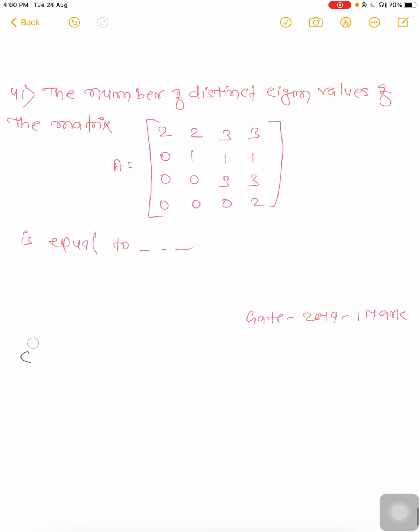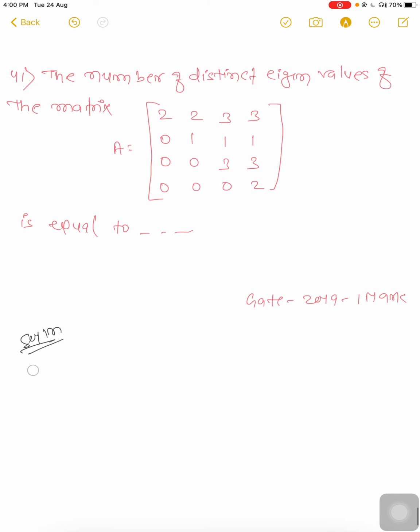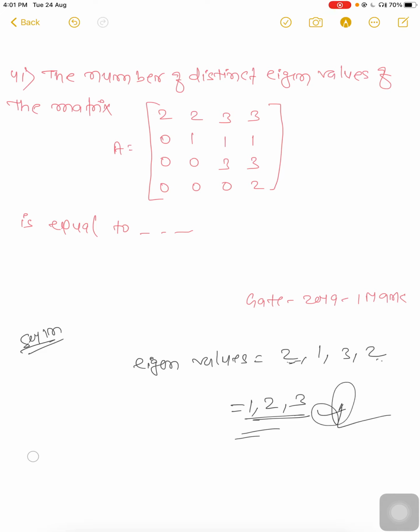Now comes the next question. The number of distinct eigenvalues of the matrix. In eigenvalue properties, we know that for a lower triangular or upper triangular matrix, the diagonal elements will be the eigenvalues. Okay, so here the eigenvalues are 2, 1, 3 and 2. There are 4 eigenvalues, but the distinct values are 2, 1 and 3. So 3 distinct values are there.